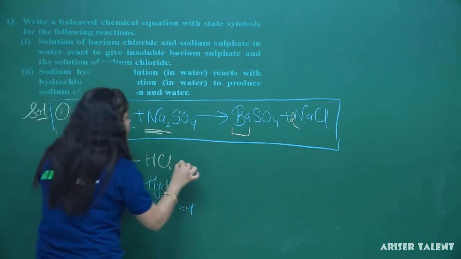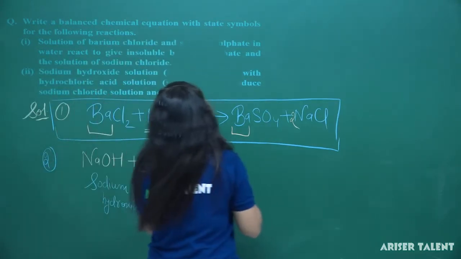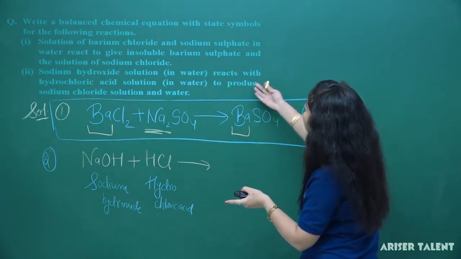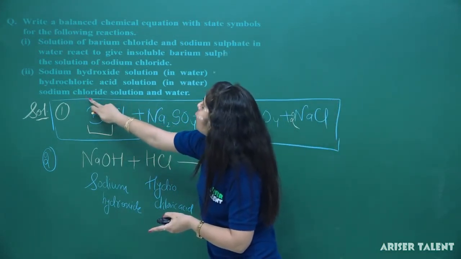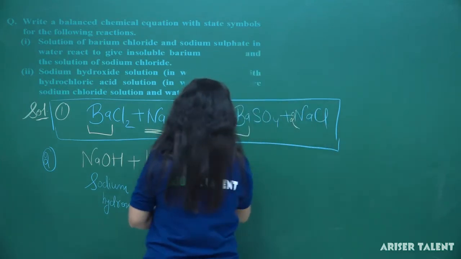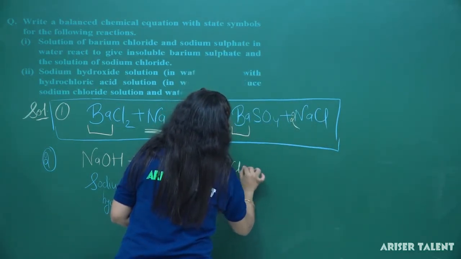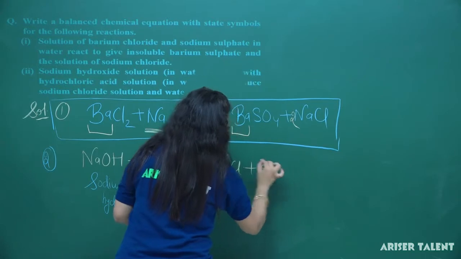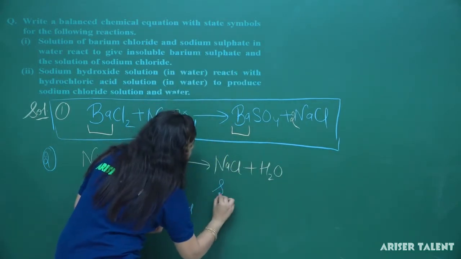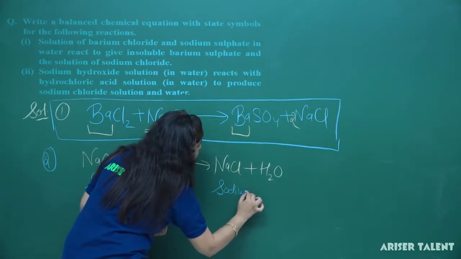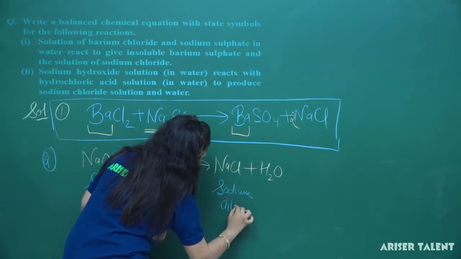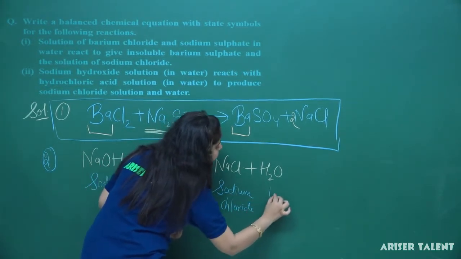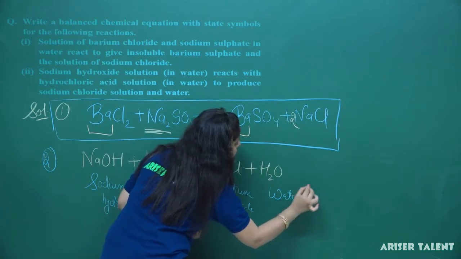Now what happens when they react with each other? On reaction with each other, they produce sodium chloride and water. NaCl and water. So NaCl is sodium chloride and this is actually water.